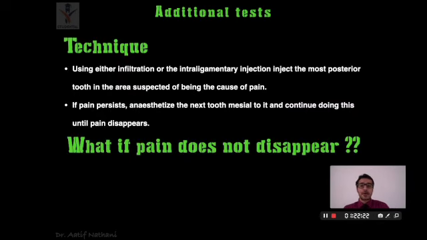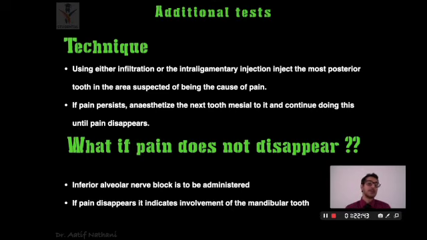Now, the technique of this test is using either infiltration or the intraligamentary injection, and injecting it to the most posterior tooth in the area which is being suspected. If the pain persists, anesthetize the next tooth mesial to it and continue doing this until the pain disappears. Now the question arises: what if the pain doesn't disappear? If the pain doesn't disappear, you need to administer an inferior alveolar nerve block.